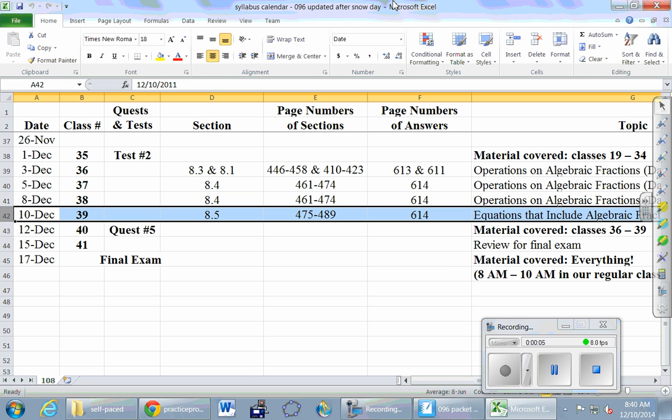Today, class number 39 is our last day of new material for the entire semester. We are going to cover equations that include algebraic fractions. We'll be using our same completing the denominator technique that we've seen the last few classes.